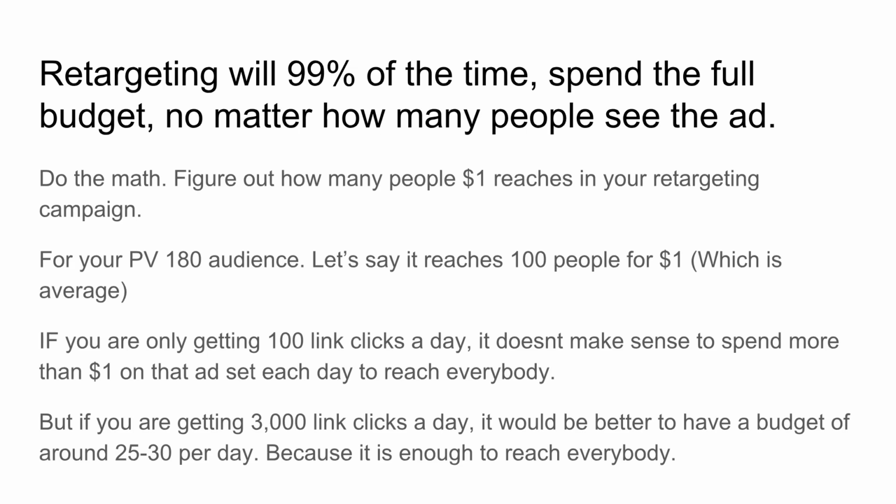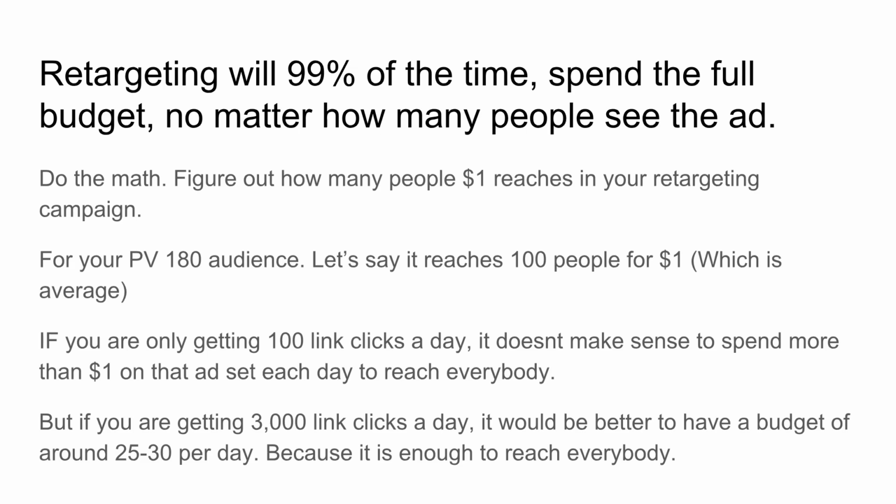And let's say that that's for your page view 180 audience. Okay, so if you're only getting 100 link clicks a day, it doesn't make sense to have more than a $1 a day budget on that single ad set. And the reason is because you're getting 100 new people into the audience every day, and if you spend $1 a day on your retargeting, it's plenty to show your retargeting ad to everybody new who comes into that audience.